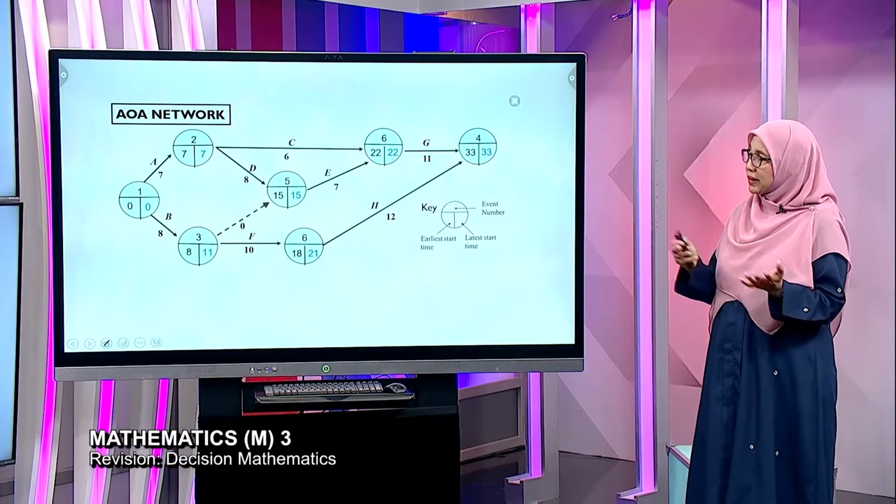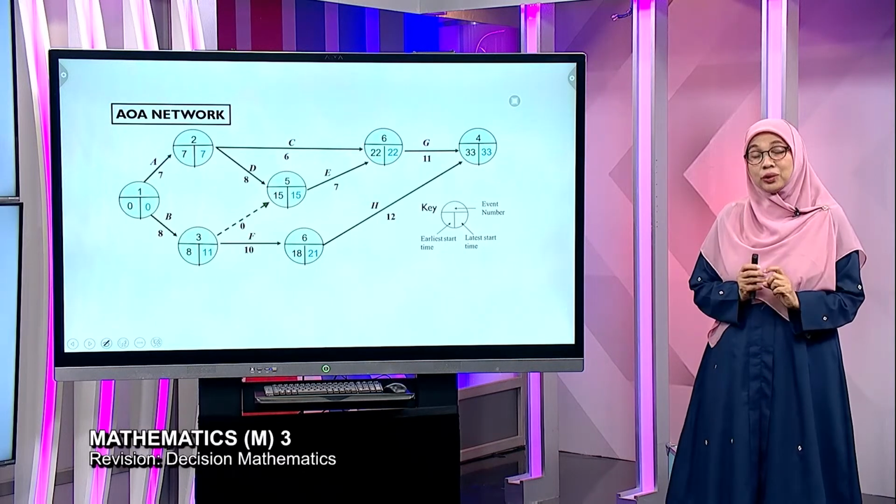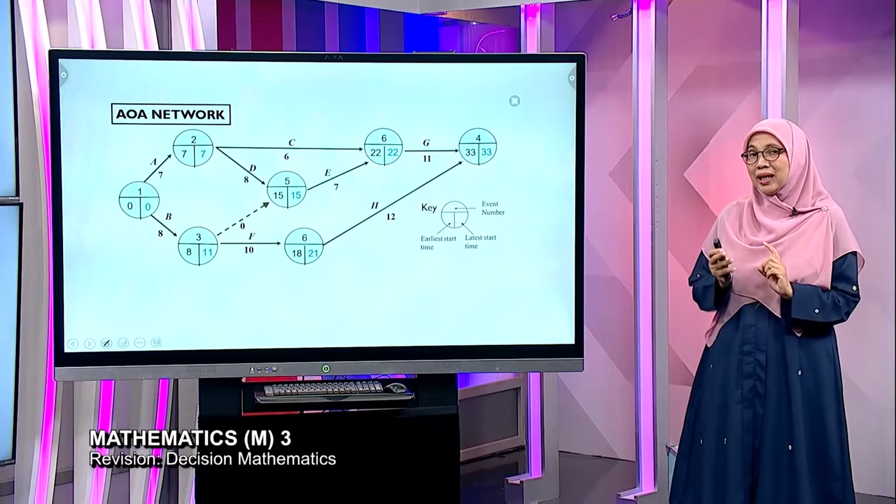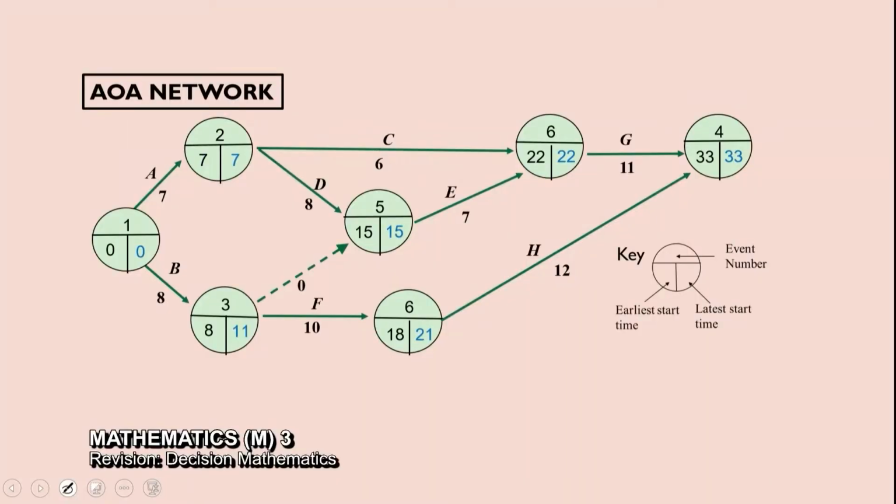Besides AON, students must know how to construct AOA. AOA network means activity on arc. The activity is written on the arc. In other words, the arrow is the arc. So you can also check, right? Yes, you can check C and D are after A, here, A, C, D.